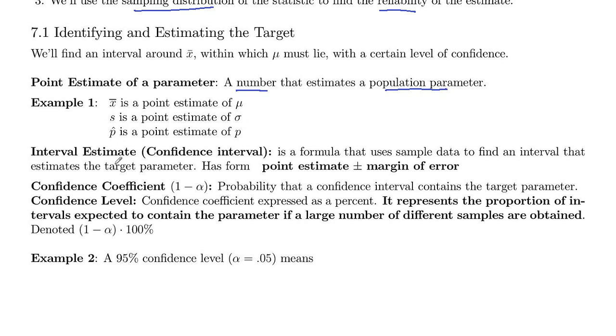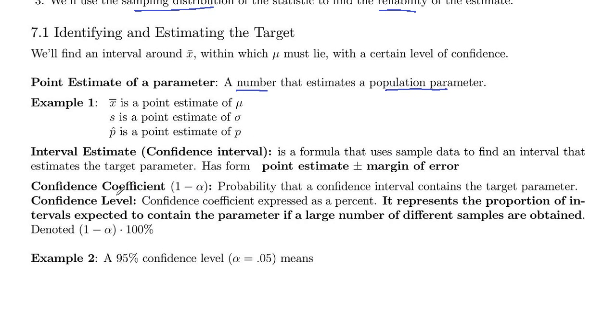So these interval estimates or confidence intervals are actually just going to be a formula here that uses sample data to find an interval that's going to contain our target parameter, whatever it is. Most of the time it's going to be mean or proportion. And they're going to have the form point estimate plus or minus a margin of error.